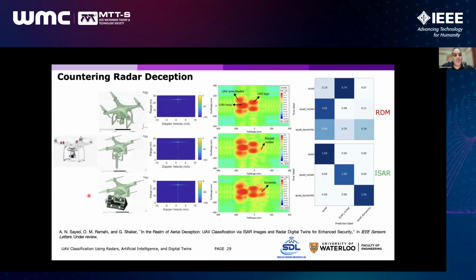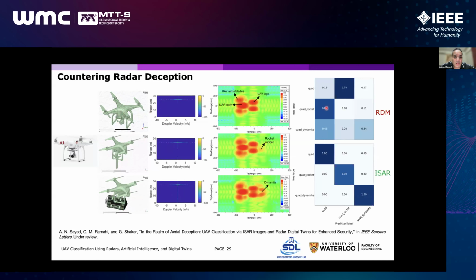And this example is very important. It is similar to what I showed earlier in the Ukraine war videos, when using commercially accessible drones to carry explosives to perform terrorist attacks, or even using them in the military. These drones are traditionally classified using their Doppler signature or range Doppler maps. So this is the range Doppler signature for each case when the drone is carrying a camera, a rocket, or dynamite.